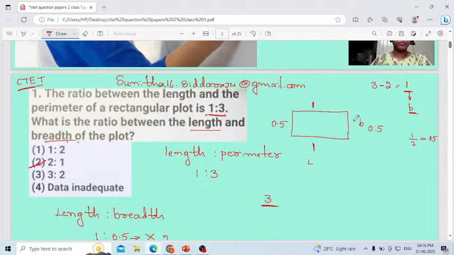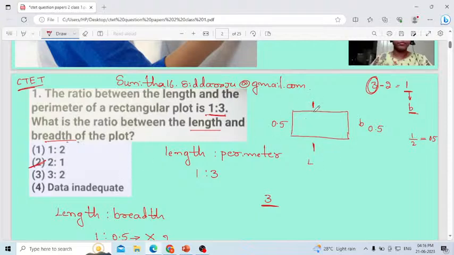1 plus 1 becomes 2. But the total perimeter they have given is 3 here. 3 minus 2 you will get 1. Then you have to divide this 1 into 2 equal parts. Therefore 1 by 2 is nothing but 0.5. When you add all these lengths you have to get the perimeter 3. 1 plus 1 is 2, then 2 plus 0.5 is 2.5, and 2.5 plus 0.5 you will get 3. Length is 1, then perimeter is 3. Everything is satisfying here, no?